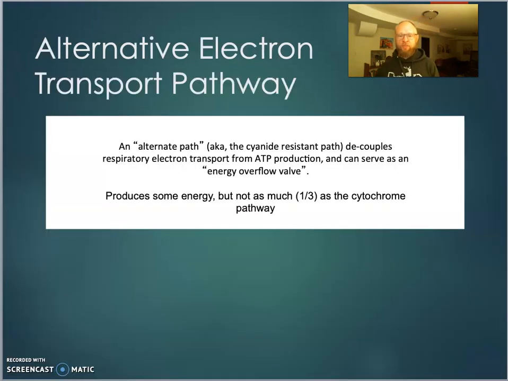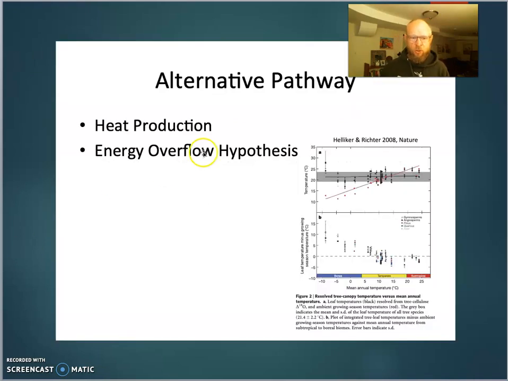Okay, let's just talk very briefly about the alternative pathway. This alternative pathway decouples the electron transport from energy production. That means plants are putting electrons through that transport process, but it's not getting any energy out of it. So it kind of represents this waste in some ways. And so that's why it's been a question of why this actually exists in plants. And there's kind of two reasons it seems to happen.